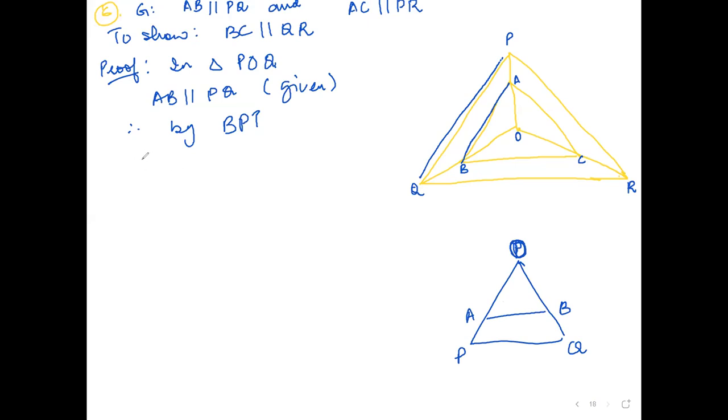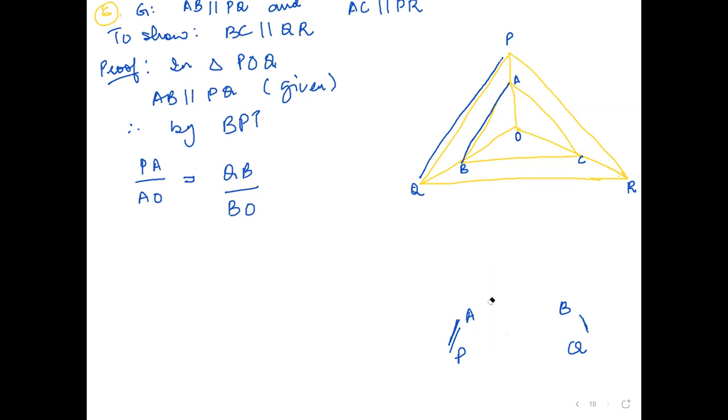PA by AO. Then OB. No, if you are taking the lower side, take the lower one. QB by BO. So that's how you will write. Don't take on your own. Either take OA by AP is equal to OB by BQ, or you take PA by AO, I mean, reverse. So mark this equation number 1. You can use this result later.